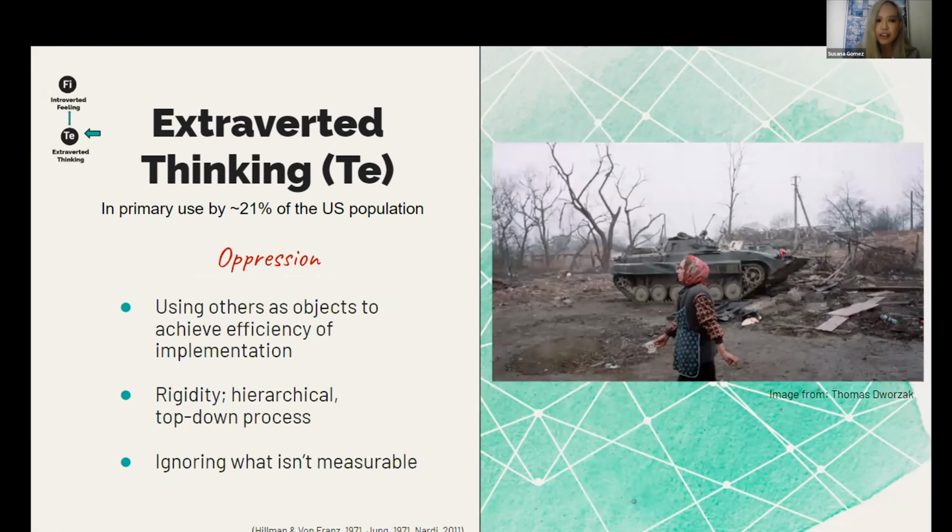When extroverted thinking is overvalued or used defensively, it can look like using others as objects in the service of one's goals, personal or systemic rigidity, maintaining a top-down process. We might implement policy that leaves people or the nuances of their experience slipping through the cracks. It may be important to consider that a great deal of trauma in our society has resulted from the dominant culture's overvaluing of this process.